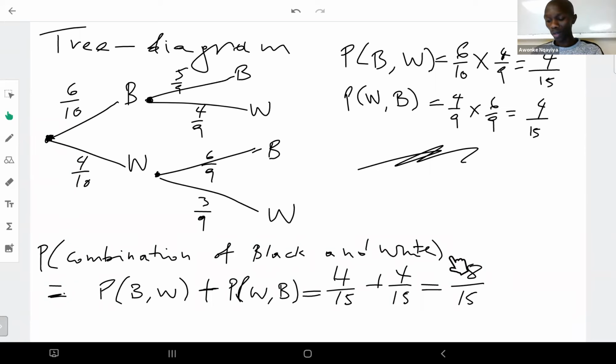And then this one is a combination now. Those two balls have to be black and white. One of them has to be black and one of them has to be white, regardless of which one came out first. Are there any questions with regards to what we have done?